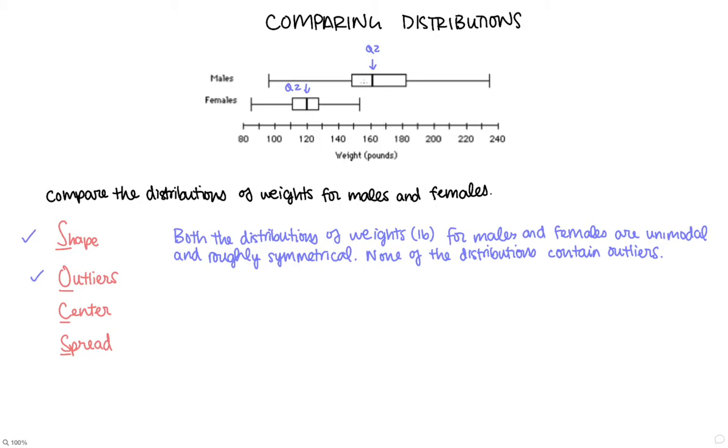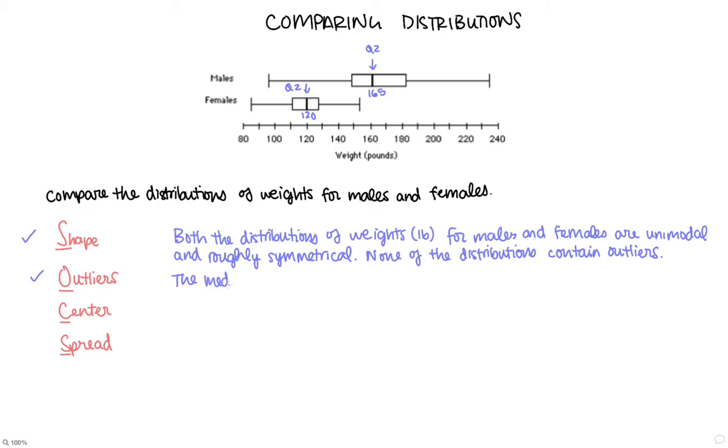Even though we don't know concrete numbers, we can kind of make out that this is around, let's say, 165, because this would be 170, so about 165 here. And then the median for females would be around 120. So we don't necessarily have to include these values. We can just say that the center, the median for the weights of males is greater than the median weight for females. So we can go ahead and include that.